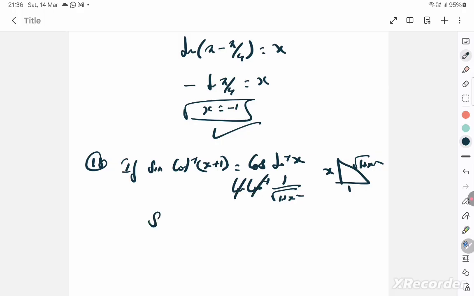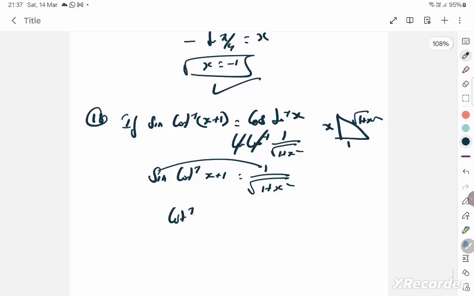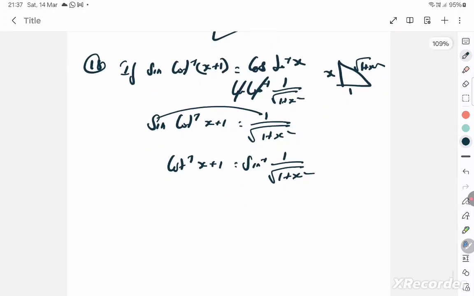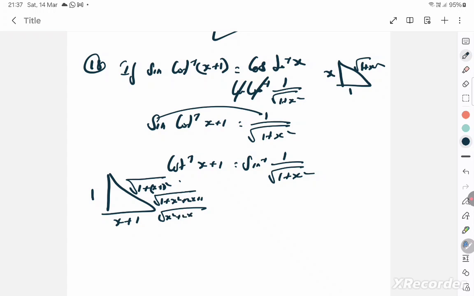So now I have sine of cot inverse of x plus 1 is equal to 1 by root of 1 plus x square. I prefer to take this to the other side so that I get cot inverse of x plus 1 is equal to sine inverse of 1 by root of 1 plus x square. Just a thought, whatever strikes you. And I'm thinking I'll do this triangle, and convert this into sine, x plus 1 and 1. It's root of 1 plus x plus 1 the whole square, root of 1 plus x square plus 2x plus 1, which is root of x square plus 2x plus 2.